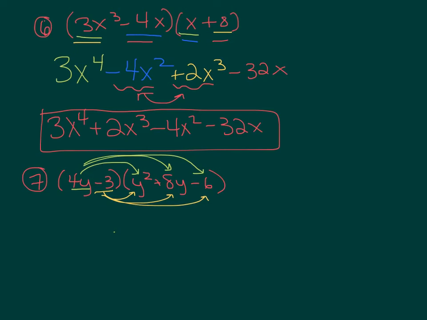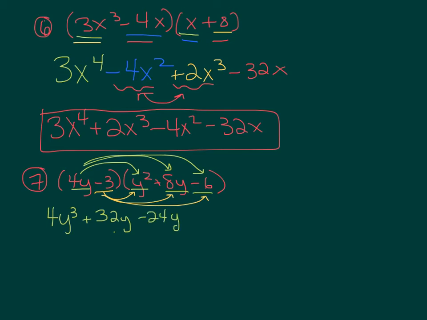You start with 4y times y squared. That gives us 4y to the third. Then you have 4y times 8y. That gives me plus 32y. Then you have 4y times minus 6. That gives me minus 24y.